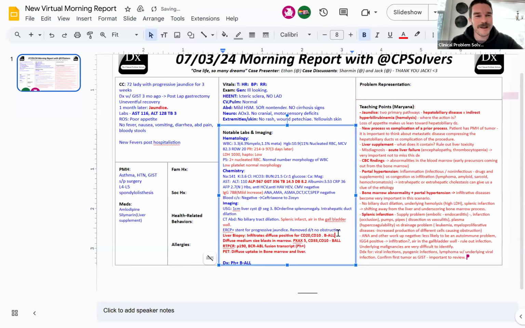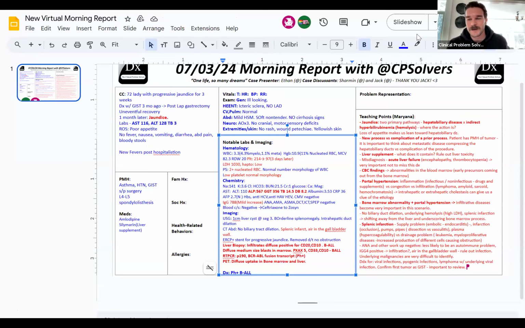Ethan, thank you for this. This is very educational and really a fun one to get to think through. So thank you so much for bringing this to us. I have to learn more about this disease. I have heard rumblings about it, but never seen a case of it before. So I'm excited to get to learn more.